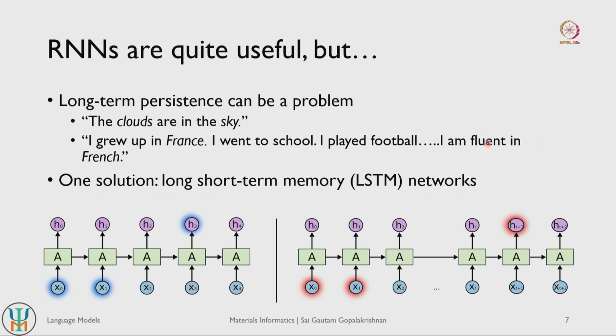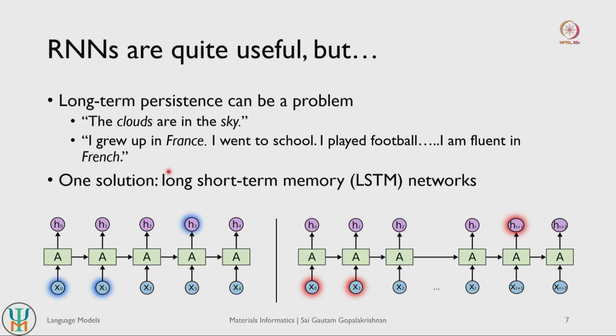So by the time the model actually sees this fact that I am fluent in French, it would have forgotten the fact that this person grew up in France, right. So if you have associations that are very long ranged in nature, a simple recurrent neural network may actually forget such associations, right. So long term memory or long term persistence can be a problem when you use simple recurrent neural networks.